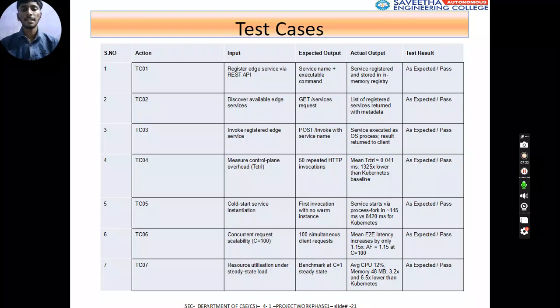These are the various test cases we have tested by requesting high loads to low loads and many services at the edge based on the REST APIs, and as expected, we got the results.